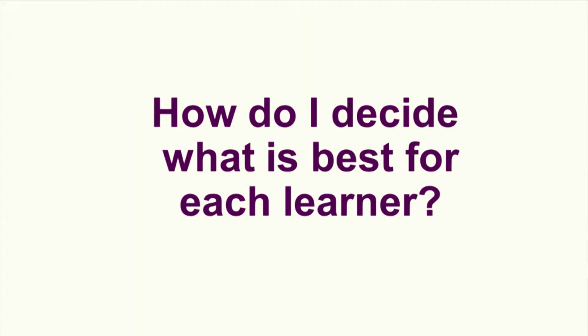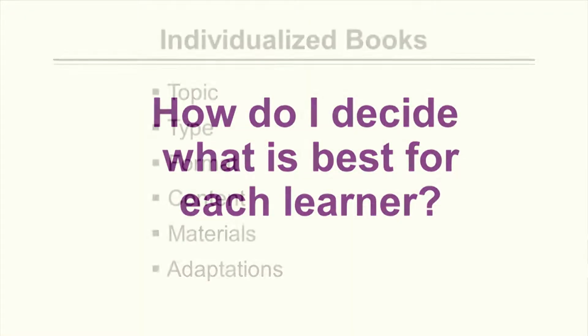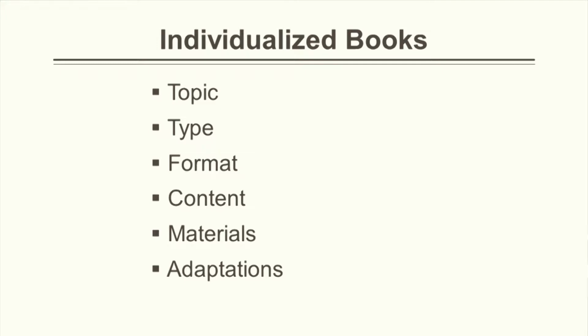How do I decide what's best for each learner? With those individualized books, you need to think about the topic. What type of book is it going to be? What's the format? Am I going to do it in a 3-ring binder? Am I going to do it just with pages and pictures? What's the content? What kind of material am I going to use? And what kind of adaptations do I need to make?